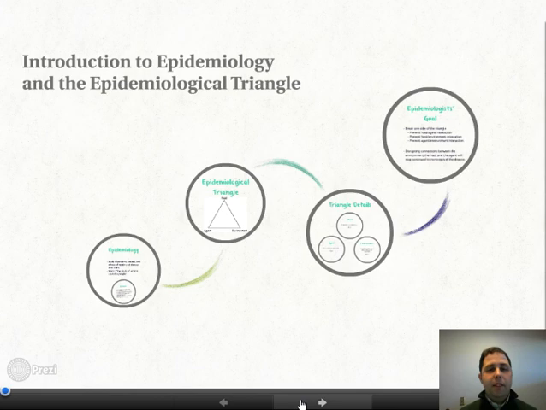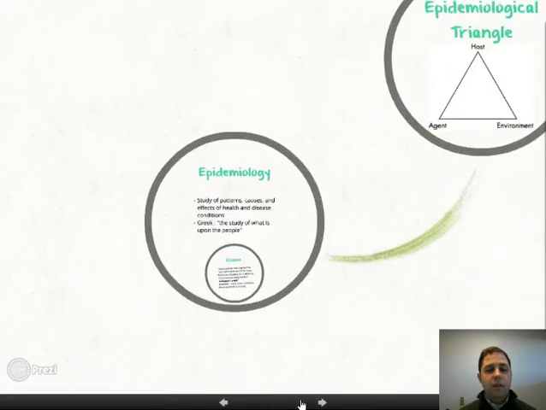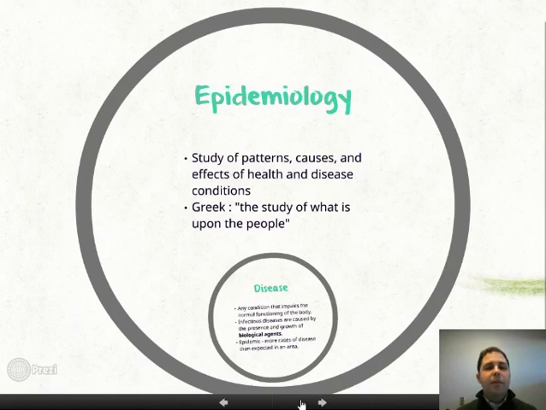So what is epidemiology? Let's begin by defining that term for ourselves. Epidemiology is simply the study of patterns, causes, and effects of health and disease conditions. So it's scientists going out and studying what kinds of things they can see about how disease is occurring, what the patterns are, what the causes are, how it's affecting people. And I really like the etymology of the word epidemiology, which is from Greek, meaning the study of what is upon the people. So epidemiology just means you're studying what's affecting all of the people.